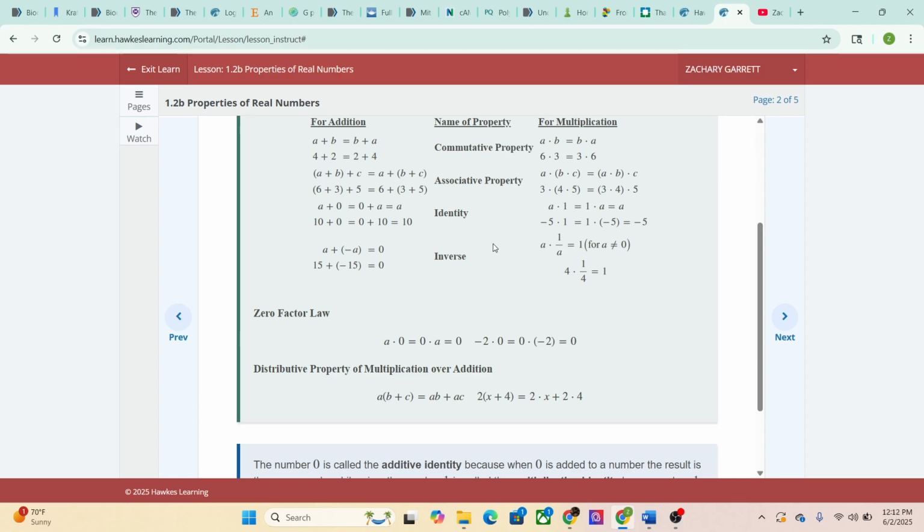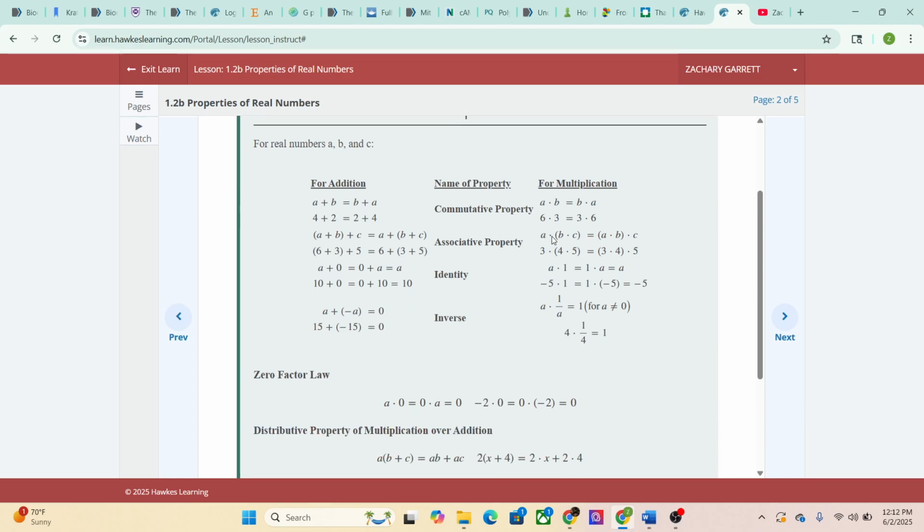Here we have identity. A plus 0 equals 0 plus a equals a. 10 plus 0 equals 0 plus 10 equals 10. The inverse property, a plus negative a equals 0, so 15 plus negative 15 equals 0.